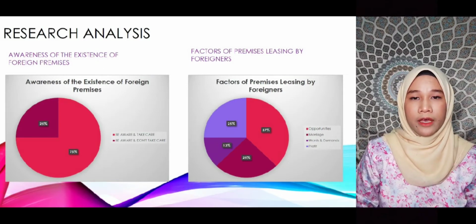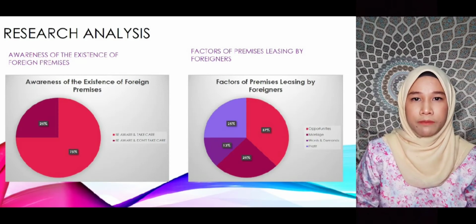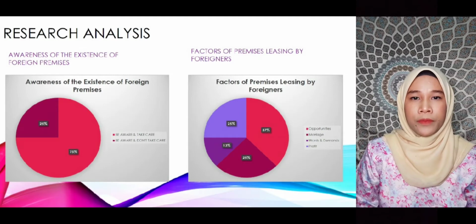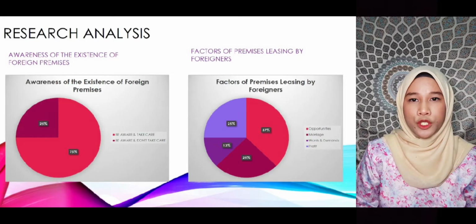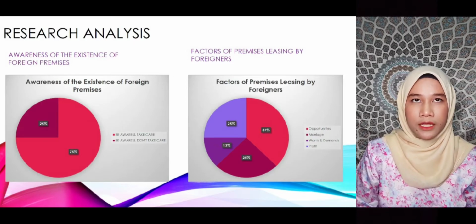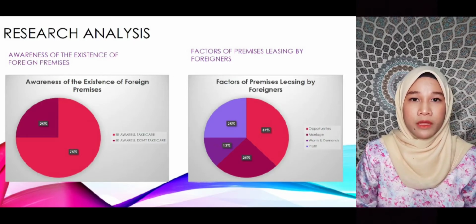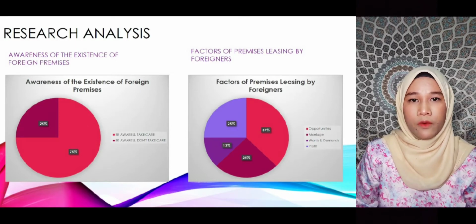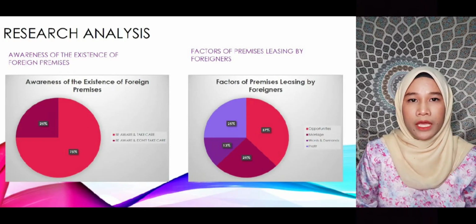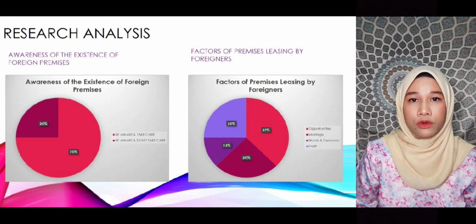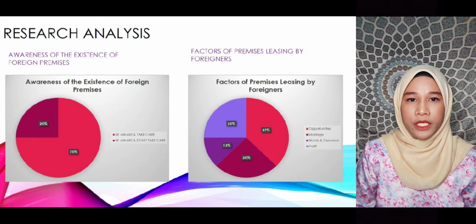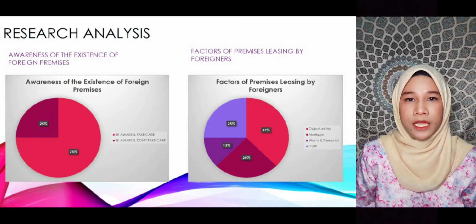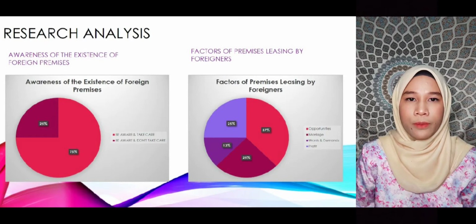After I conducted the interviews with the respondents, several factors were raised that lead to the rental of premises by foreigners. The highest factor is opportunity, at 37%, which means they can rent premises from anyone without restriction. Irresponsible locals are willing to rent out their premises to these foreigners. The next factors are marriage and profit, at the same percentage of 25%.